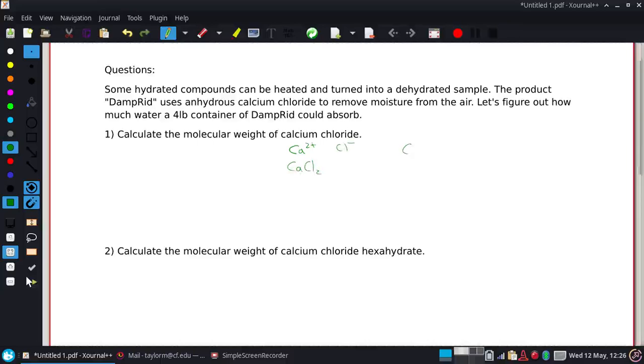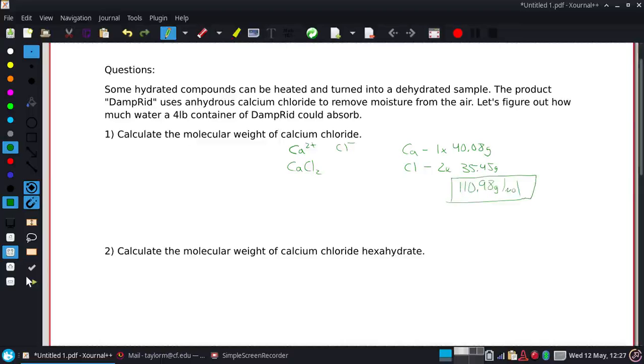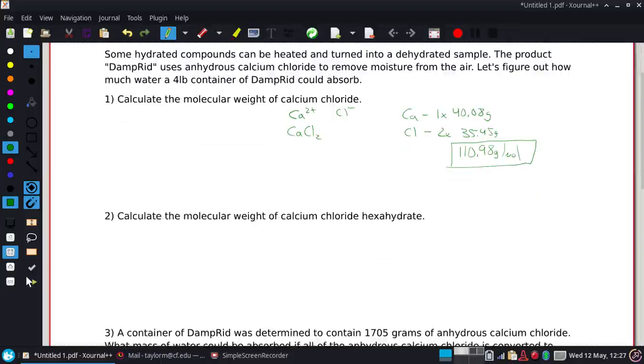should have been CaCl2. And then you've got one calcium at 40.08 grams and two chlorines at 35.45 grams. And I came up with 110.98 grams per mole. But the common mistake was just missing a chlorine. And that would have affected the next one because this should have been calcium chloride, same type of thing.